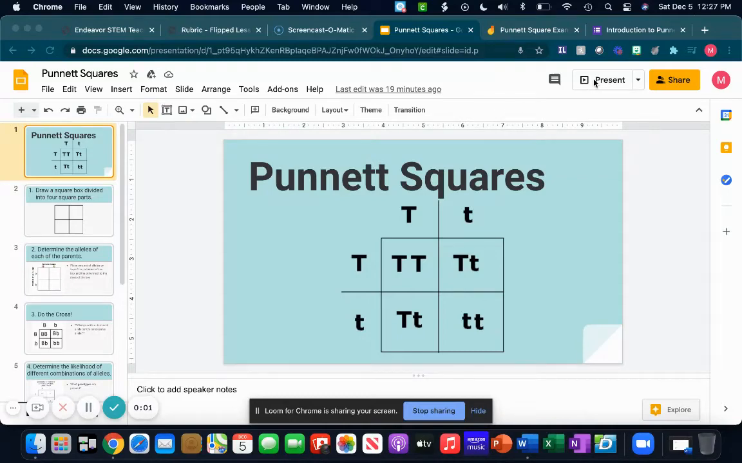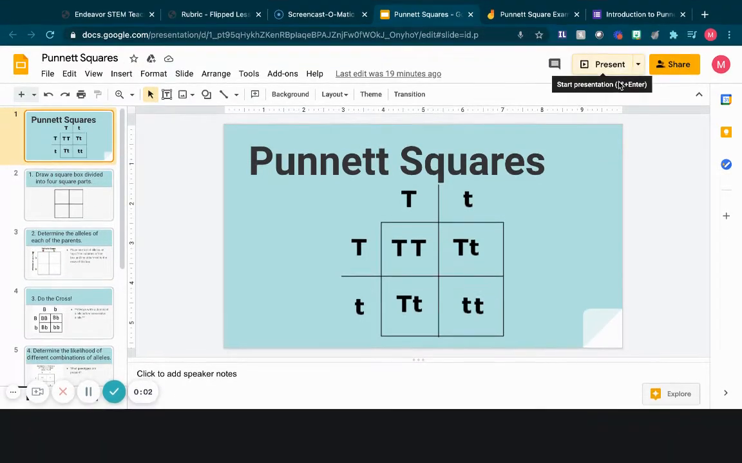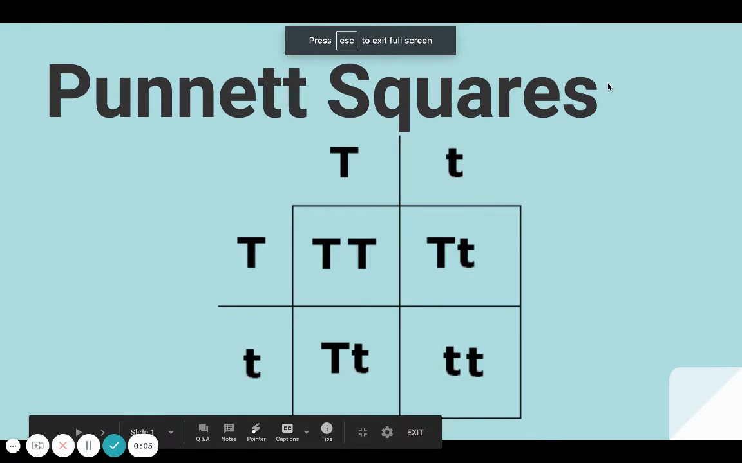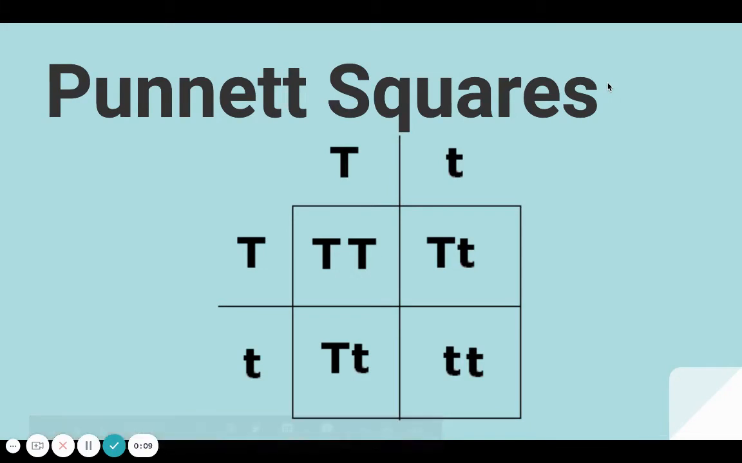Morning, 7th grade. This is Miss Askin. Today we are going to be talking about Punnett squares and how we can use them to figure out the probability that an offspring will have a specific trait. And we're going to use some probability with that.